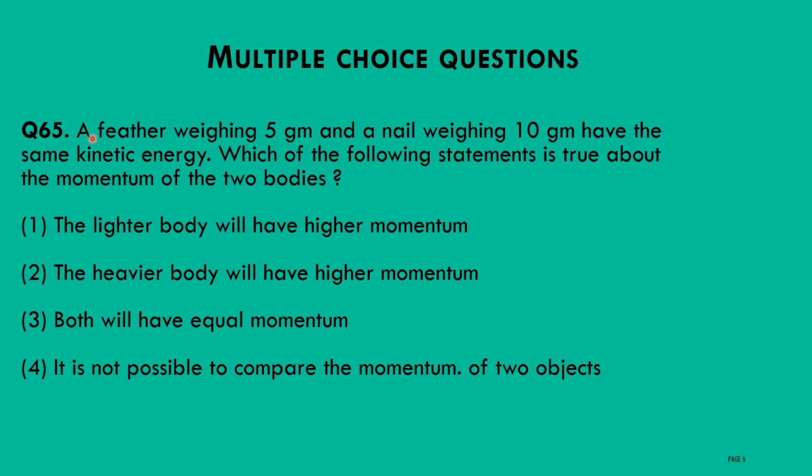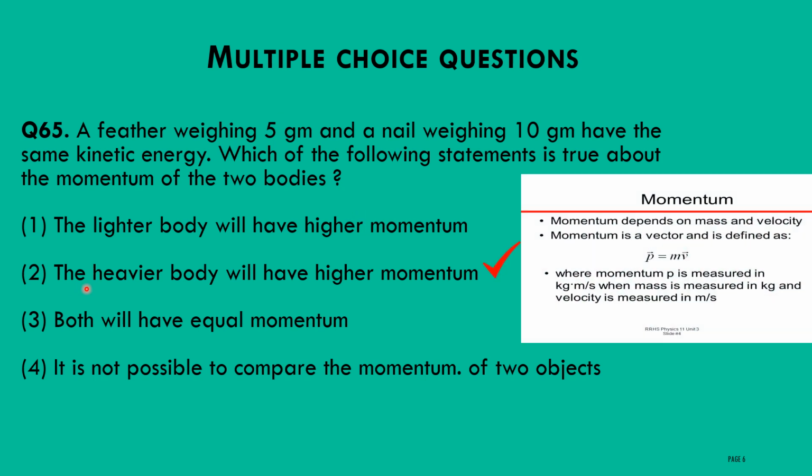Question number 65. A feather weighing 5 gram and a nail weighing 10 gram have the same kinetic energy. Which of the following statements is true about the momentum of the two bodies? They are given two different weights of an object possessing the same kinetic energy. Among these four options, which is correct? First option, the lighter body will have higher momentum. Second one, the heavier body will have higher momentum. Third one, both will have equal momentum. Fourth one, it is not possible to compare the momentum of two bodies. Let us see the correct answer.